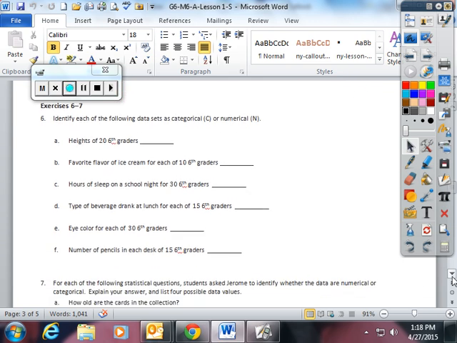Identify each of the following data sets as categorical or numerical. Okay, heights of 20 sixth graders. Heights are measured with numbers, so that is going to be numerical. Okay, favorite flavor of ice cream for each of 10 sixth graders, that's categories because you can sort the flavors. Hours of sleep on a school night, that's numerical because it's numbers, number of hours. Type of beverage drank at lunch for each of 15 sixth graders, that's categorical. Eye color for each of the sixth graders, categorical. And number of pencils in each desk of 15 sixth graders, that's numerical.